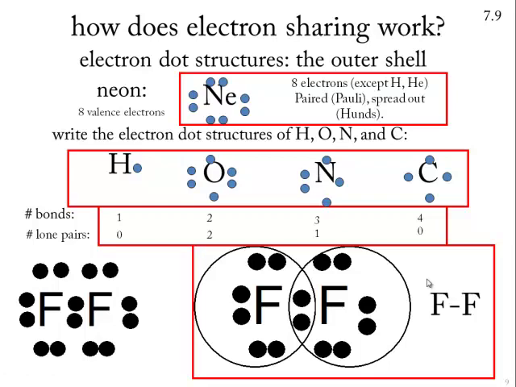2 shared electrons. It's sometimes drawn this way, where the line represents the 2 electrons, and sometimes they throw all those lone pairs around. But it's the bond that's the key part of it. This is Screencast 7.9 and 7.8.